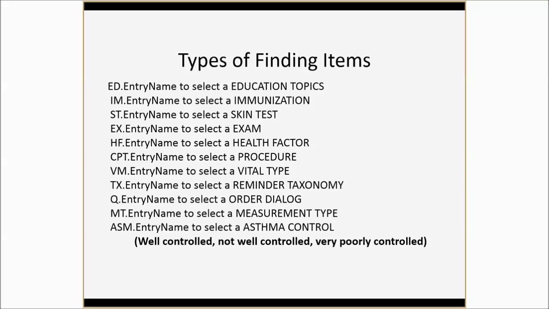Let's go over the different types of findings you can use. You can use an education topic, immunization, skin test, exam, health factors, procedures, these are CPT. You can create taxonomies, quick order, measurement type, and asthma control. Notice that you can no longer use ICD-10 or any of those ICD codes. If you want to use them, you more likely need to create a reminder taxonomy with those codes and then add them into your dialog.